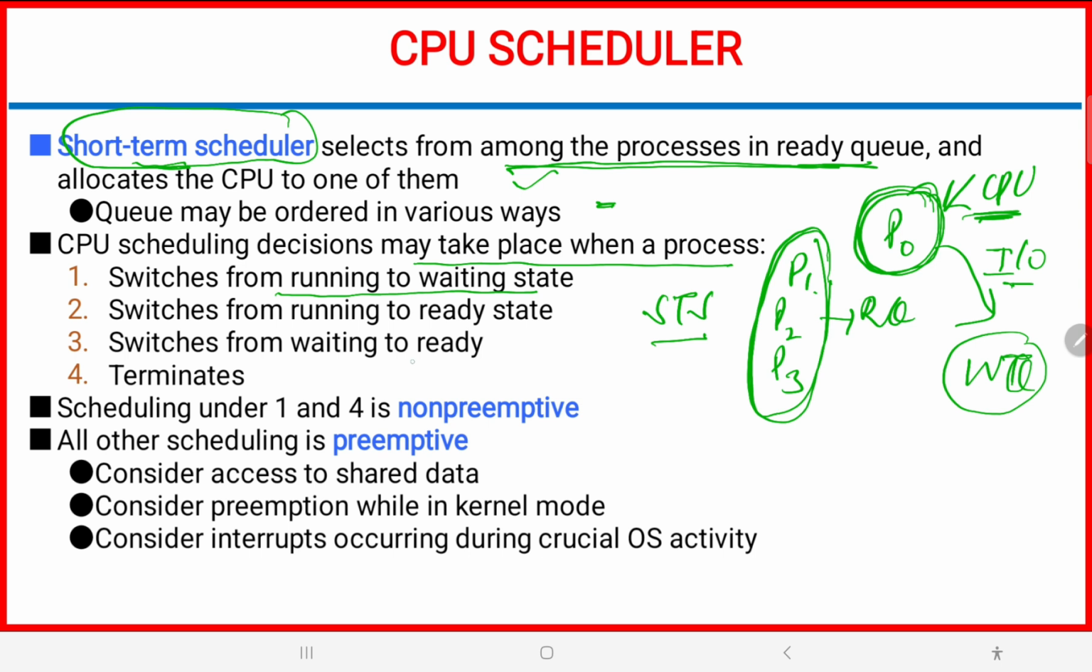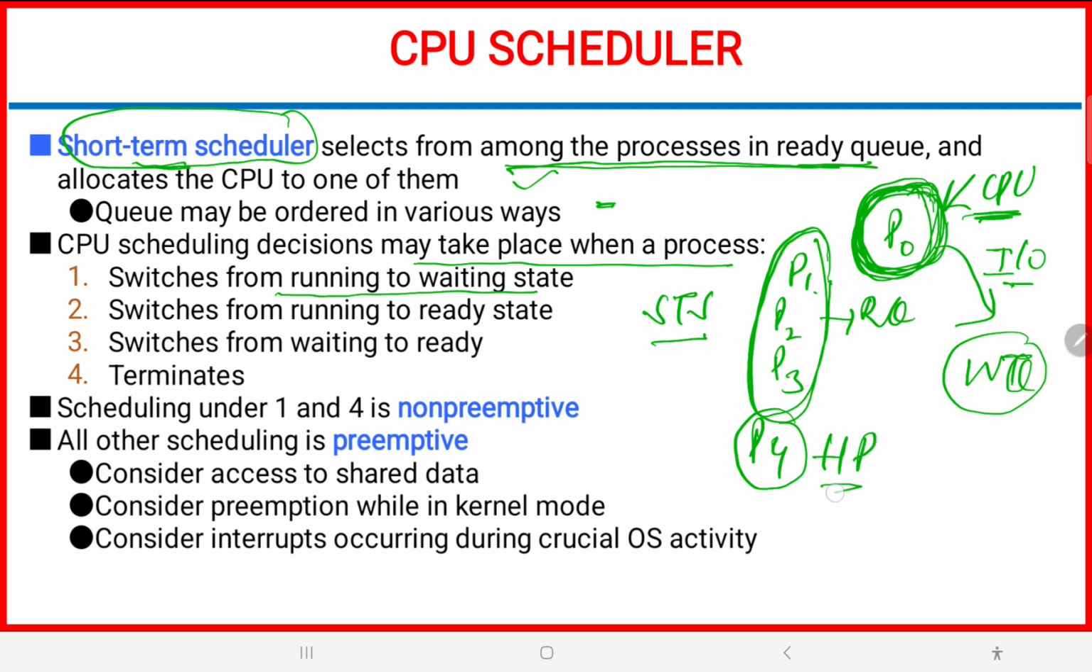The second thing is, suppose process P0 was running, and another higher priority process came over there, because of which process P0 has to be removed from the running state. So let's suppose when this process was executing, P4 came, and this P4 was a process of higher priority.